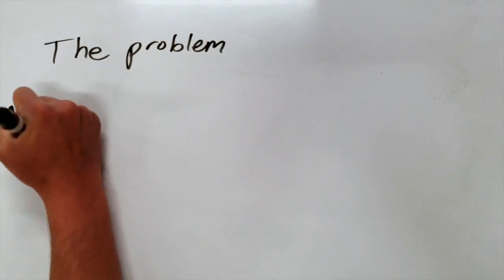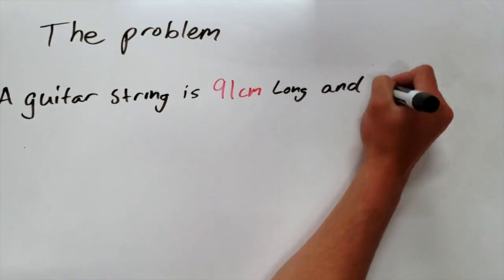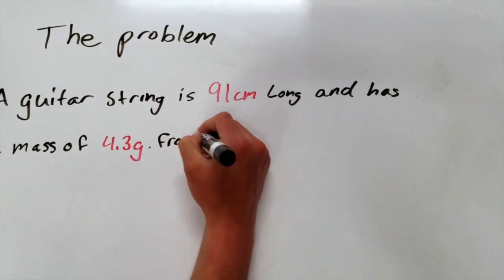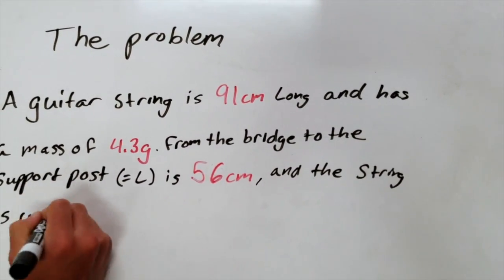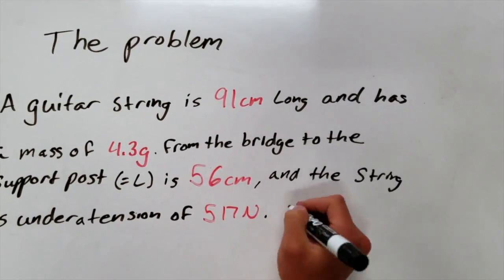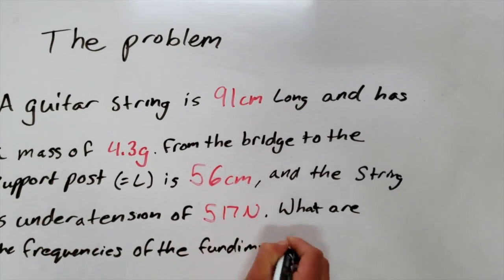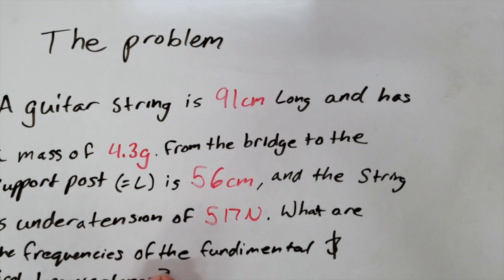So on to the problem. A guitar string is 91 centimeters long and has a mass of 4.3 grams. From the bridge to the support post, the length is 56 centimeters and the string is under a tension of 517 newtons. What are the frequencies of the fundamental and first two overtones?